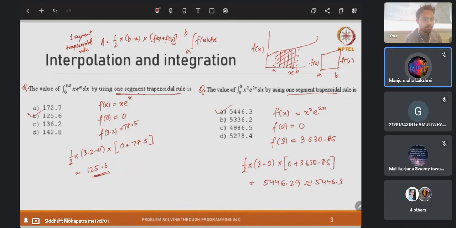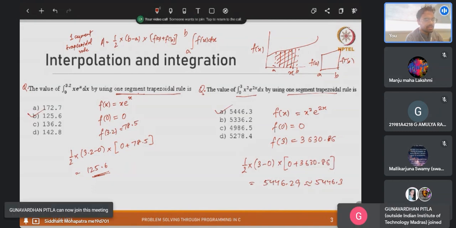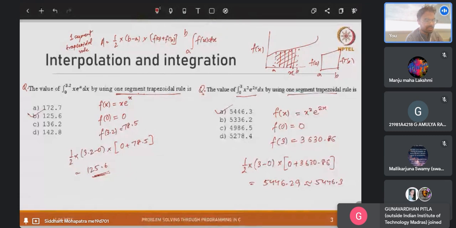Explain again, sir. Okay, so the trapezoidal rule calculates the area under the curve. So you have this integration. Basically what this integration means is that you have a function which is x square into e to the power 2x, and you want to calculate the area under the curve from 0 to 3. So say this is your function f(x), and this a is 0, b is 3, and you are calculating the area under the curve. That is basically what integration means.